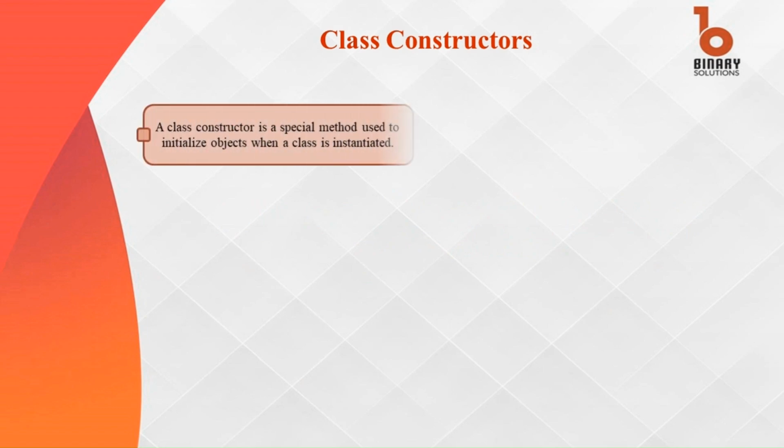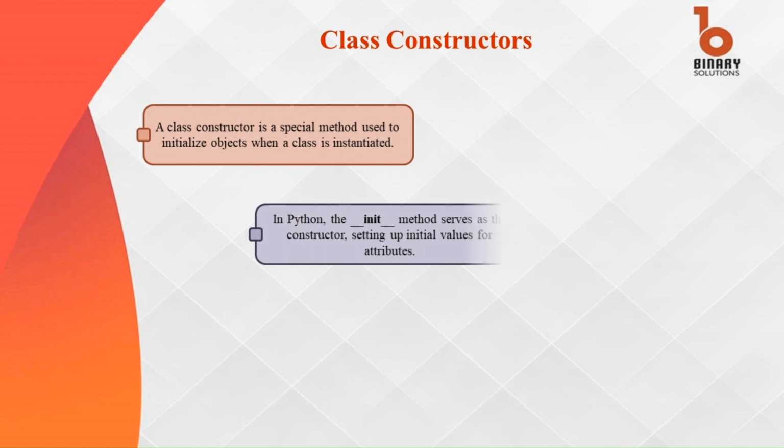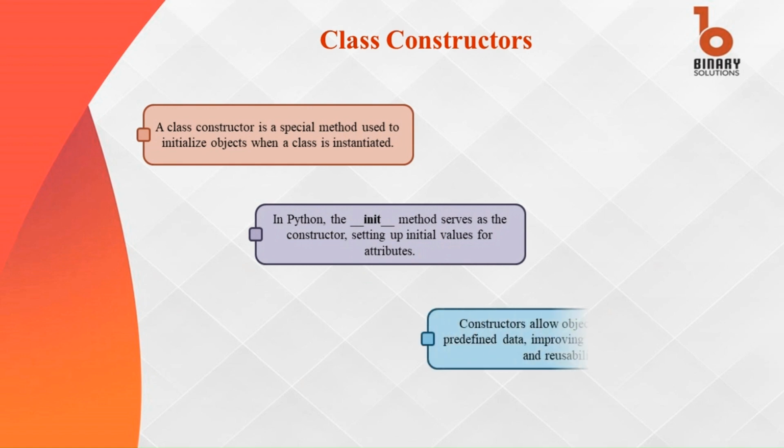Let's explore the concepts of class constructors. A class constructor is a unique method designed to set up objects when a class is created. In Python, the init method acts as the constructor, assigning initial values to attributes. By using constructors, objects can be initialized with default data, enhancing code structure and reusability.